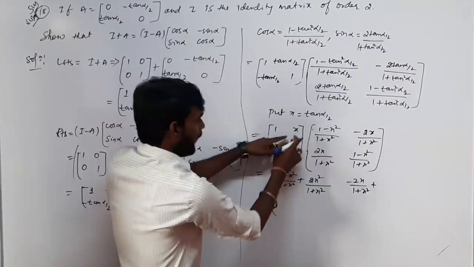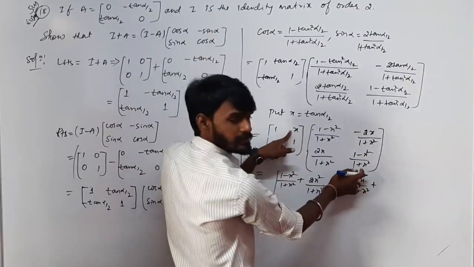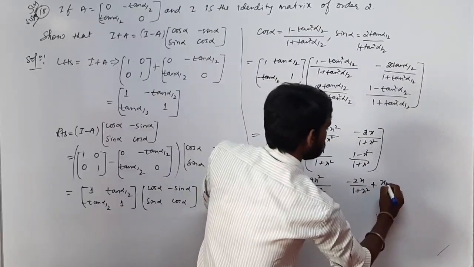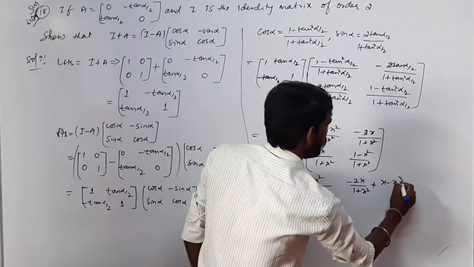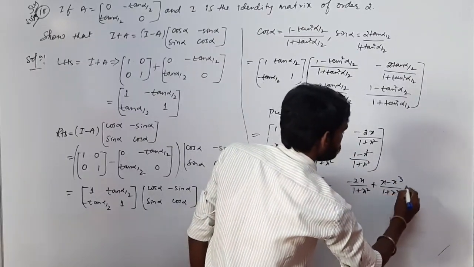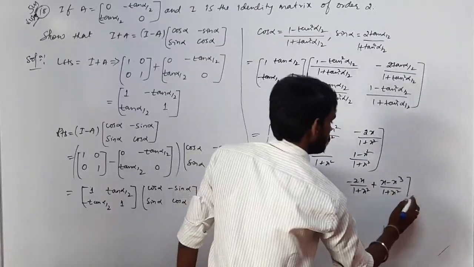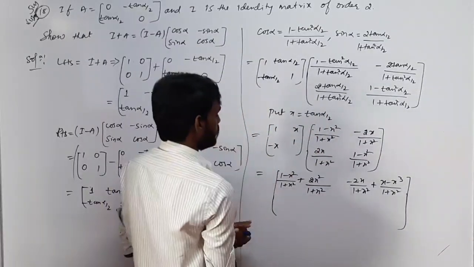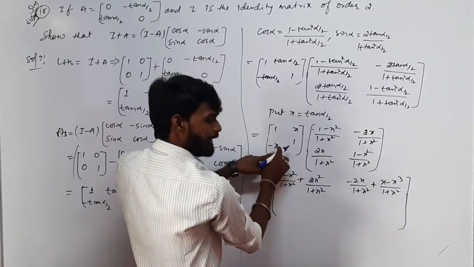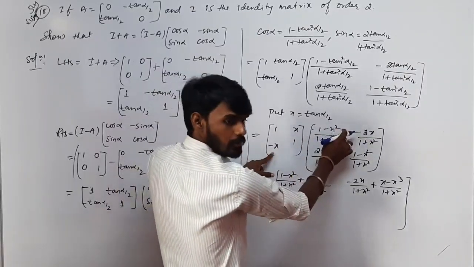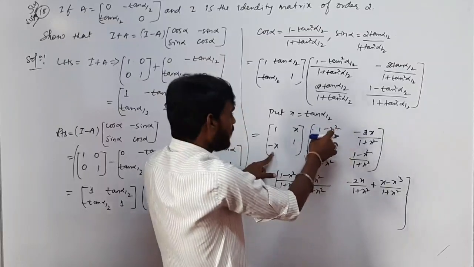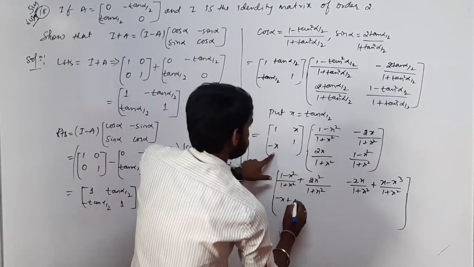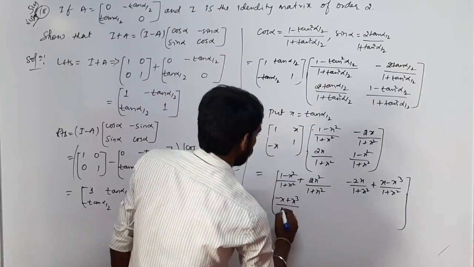so look here, x into (1 minus x square) divided by (1 plus x square). This x we can multiply with the numerator terms, that is x minus x square into x is x cube, divided by (1 plus x square). Clear? Next, second row, first column. Here also the same thing, you can multiply this minus x into this term. Multiply the numerator: x, minus x, minus into minus plus, x square into x is x cube divided by (1 plus x square).